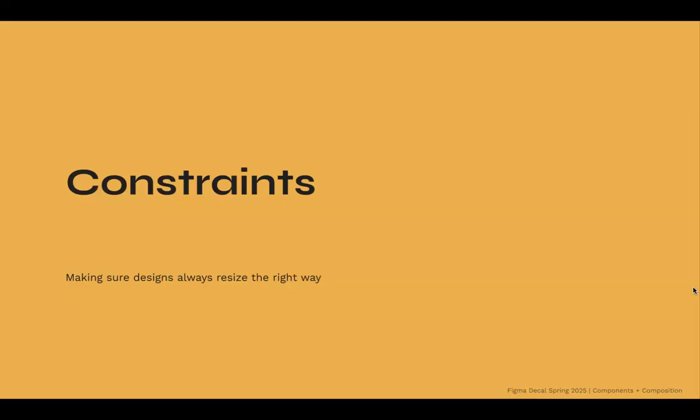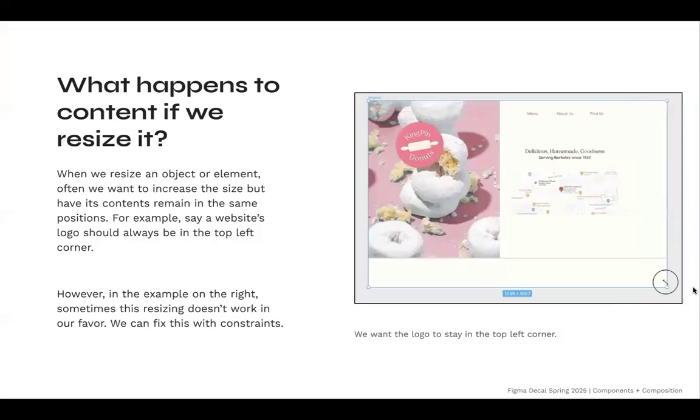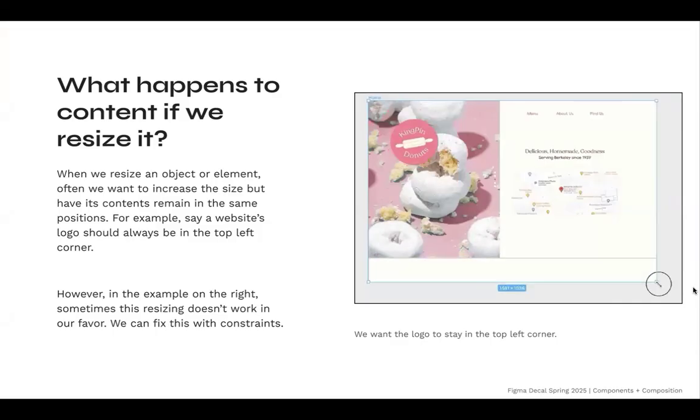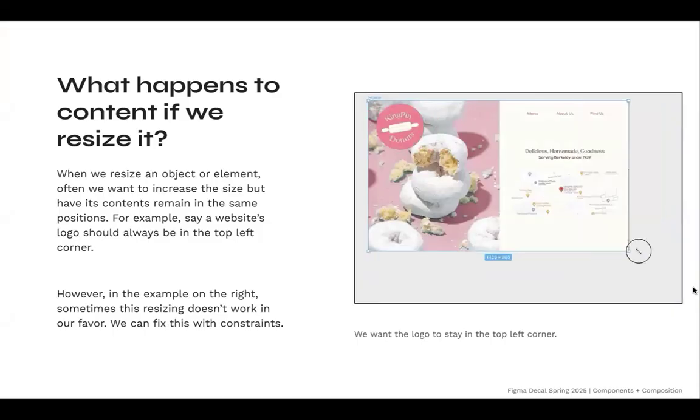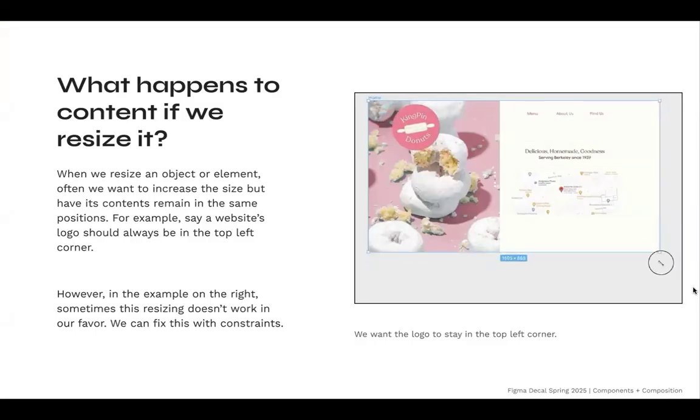And then constraints. So making sure designs always resize the right way. So when we resize an object or an element, often we want to increase the size, but have its contents remain in the same positions. So for example, say a website's logo should always be in the top left corner, but you can see in the illustration on the side, sometimes the resizing doesn't work in our favor, but we can fix this with constraints.